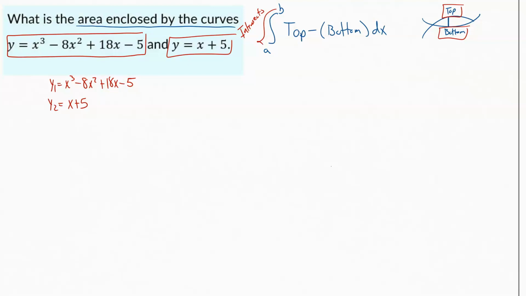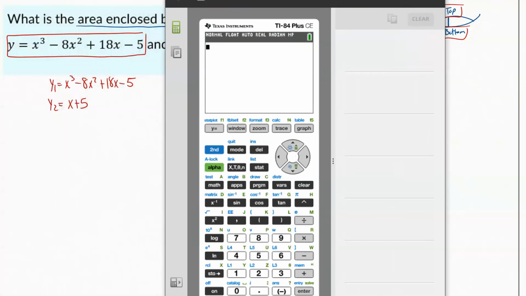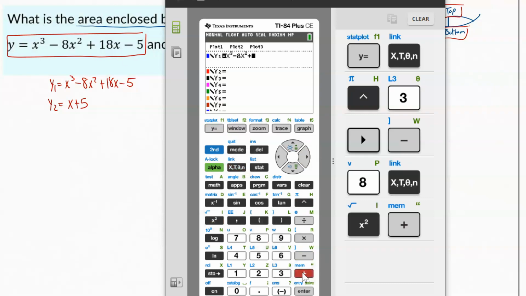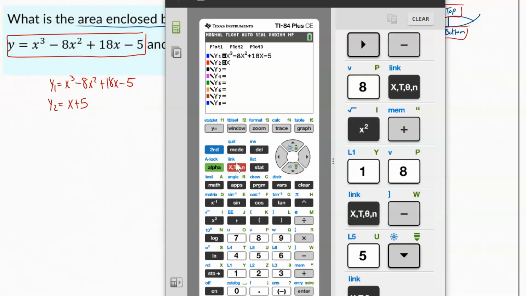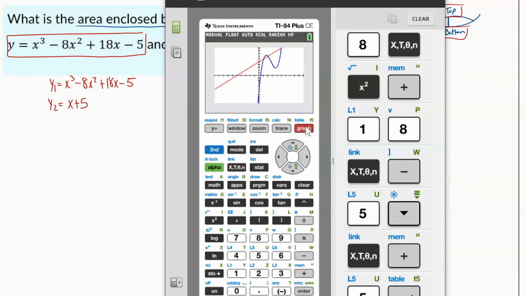So we're going to start by grabbing our calculator, go into our y equals, and then we're going to pop in these equations. So in y equals, we're going to get x to the third minus 8x squared plus 18x minus 5 in y1. In y2, we put our second equation, x plus 5, and we graph that.